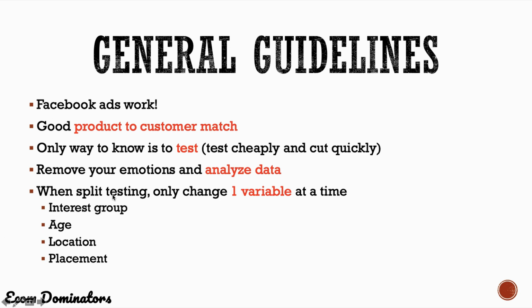Now, when you're split testing, only change one variable at a time. If you don't know what I mean, when I take you through the process of creating the Facebook ad, the part where you get to select your interest group, your age, location, placement of your Facebook ad, all of these are important factors when you're trying to figure out where your buying audience is. And so when you split test, try to only change one of these variables at a time.